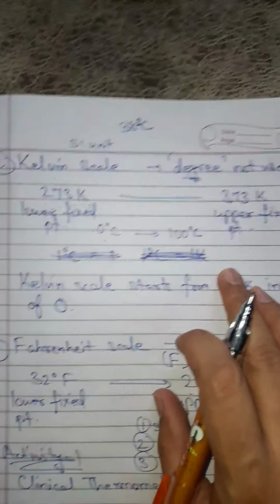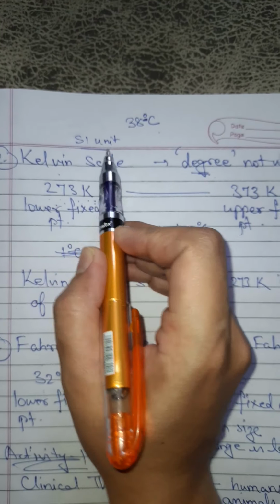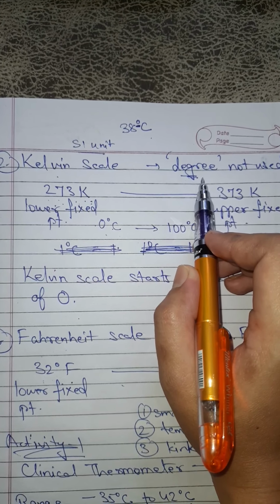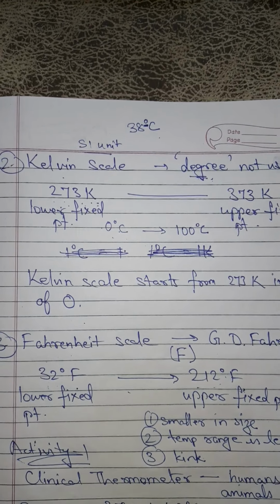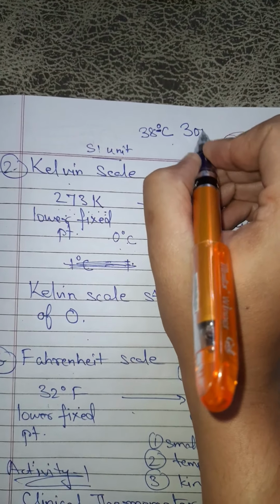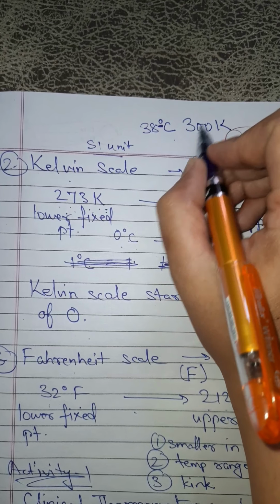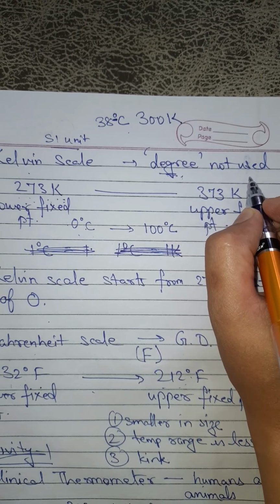Next comes the Kelvin scale. This is the SI unit again of temperature. Here we do not use the word degree. So when I say temperature in the Kelvin scale, for example, the temperature of a certain substance is 300, we will say 300 Kelvin instead of 300 degree Kelvin. Degree word is not used.